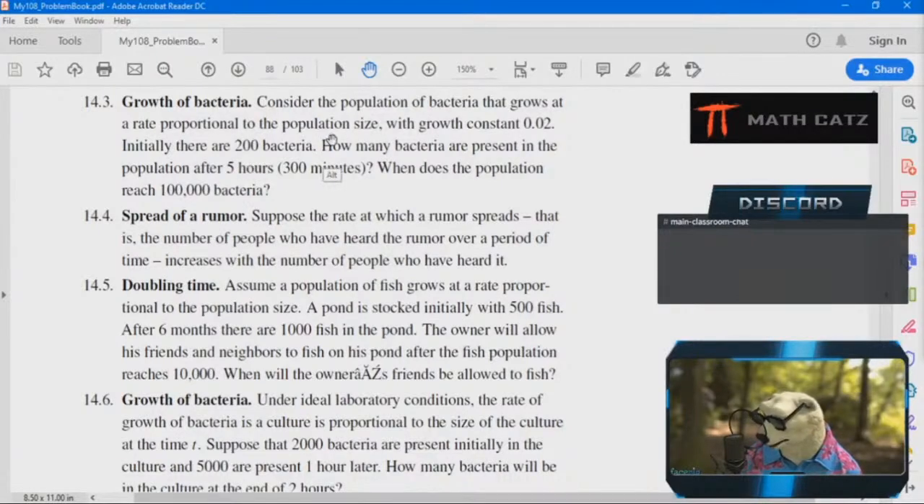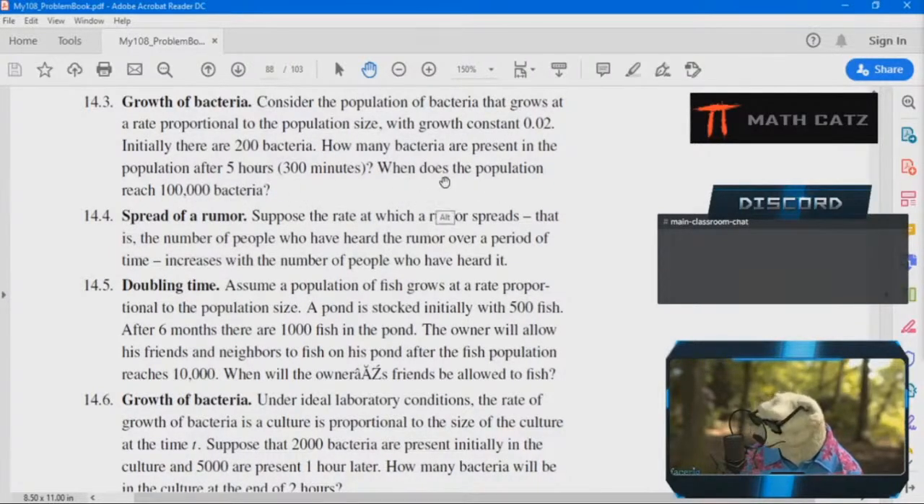is proportional to the population size with a growth constant of 0.02. So they give me the growth constant. Initially, there are 200 bacteria. They give me the initial bacteria amount. How many bacteria are present in the population after 5 hours? When does the population reach 100,000 bacteria?